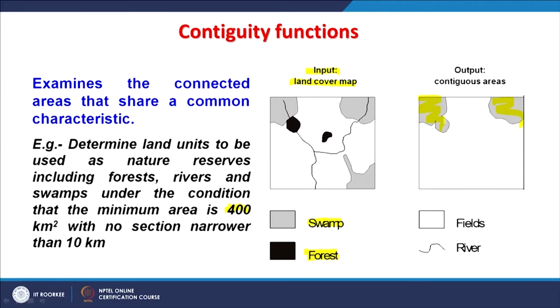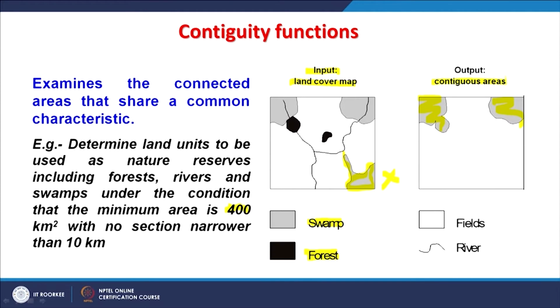These are not narrow, like here this is narrow, so that is why it has not been chosen. This is not equal to or more than 400 square kilometers, so this area has not been selected. It should also include forest, rivers and swamps. In that way, our output is the contiguous area like this.